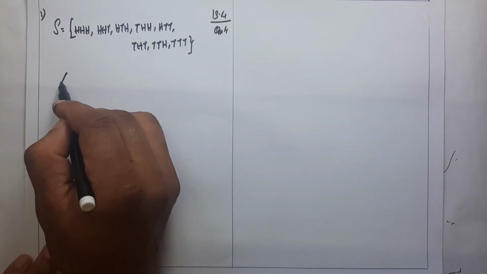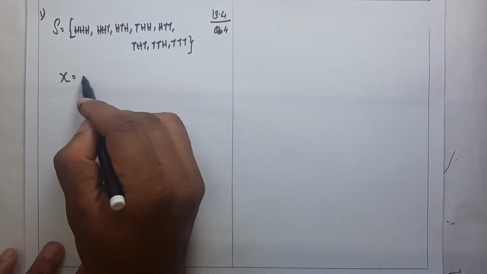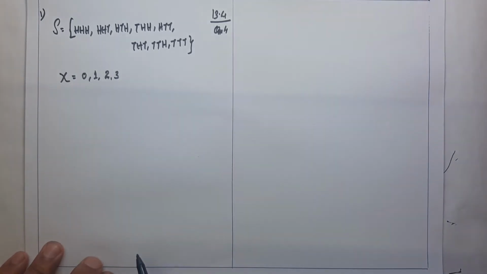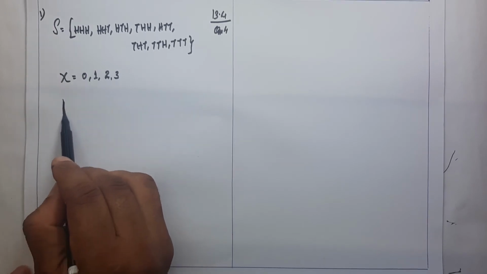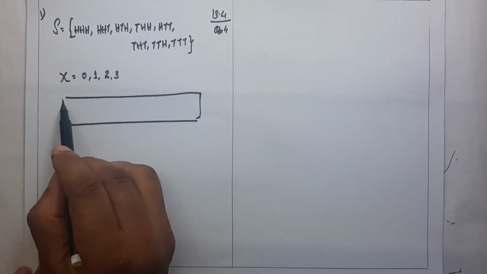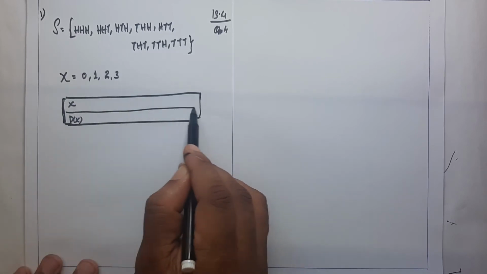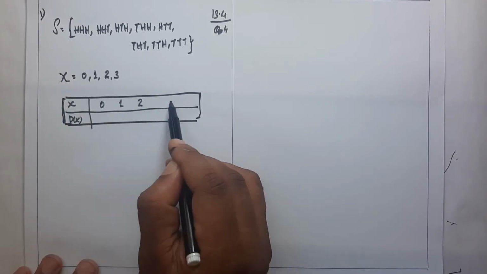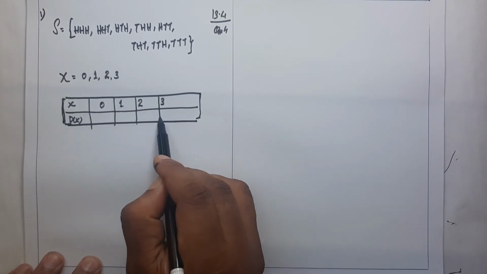Now the random variable x takes the values: number of tails. There is no tail, that is 0. There is one tail, 1, 2 and 3, which is a random variable. Now we find the probability distribution. For finding the probability distribution, first of all we form a table with x and p of x. Your x values are 0, 1, 2 and 3, and there are corresponding probabilities.